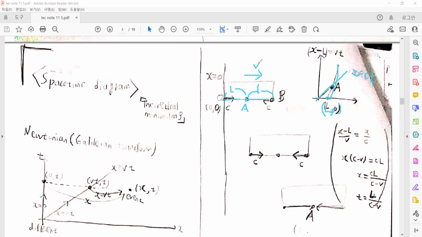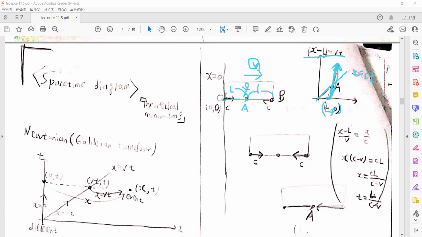For the moving frames, that will be moving with velocity v. So the path becomes like that. So for these observers at I, the path will be represented by this line in the space-time diagram, and it can be represented as a linear equation in space-time.